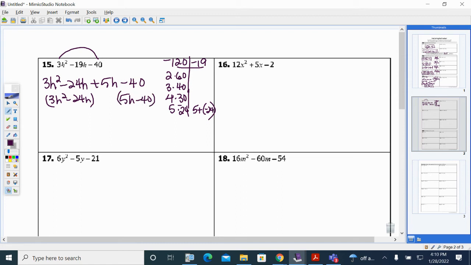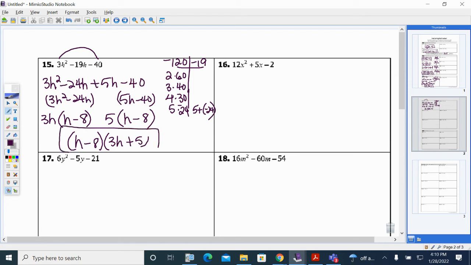The greatest common factor in the first set is a 3 and an h. Divide that out, and you get h minus 8. 5h minus 40, the greatest common factor is a 5. It's a positive 5. Divide it out, h minus 8. So that brings us to our final answer of h minus 8 times 3h, and that's a positive 5, so use a plus 5.